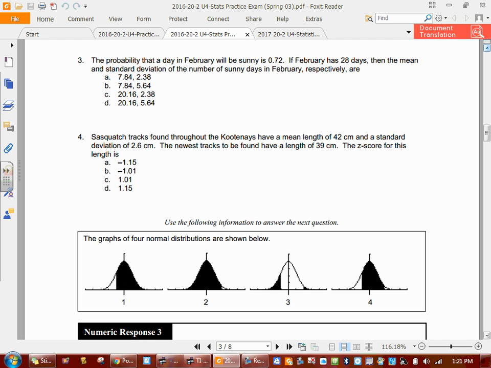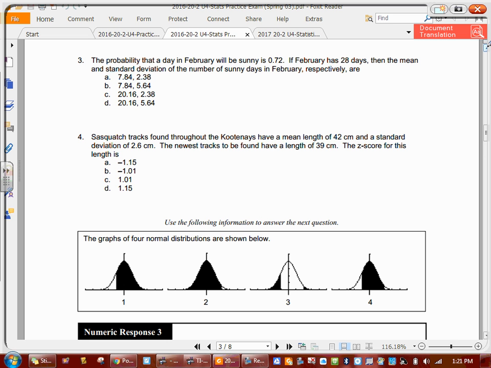This next question says the probability that a day in February will be sunny is 0.72. So it tells me straight up that it gave me a probability number. It labeled it probability. February has 28 days. What kind of number is that? It's a total. A total amount number is an N number. So now we've got N and P. So now we use this equation, N times P. So 0.72 times 28. And that's going to give us 20.16.